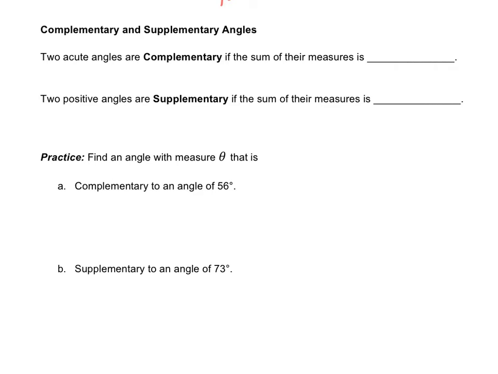We have some other definitions. Two acute angles are complementary if the sum of the measures of their angles is 90 degrees, and they are supplementary if the sum of their measures is 180 degrees.